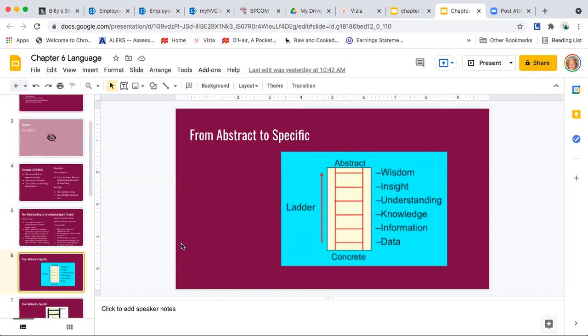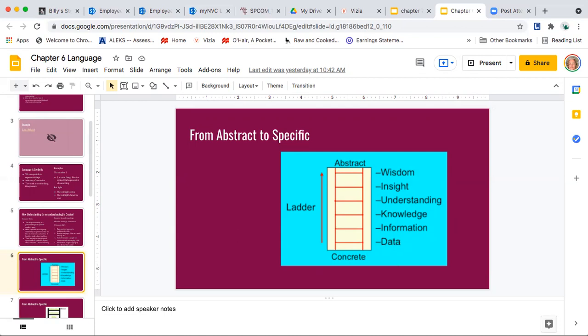So here's another abstraction ladder. This idea of wisdom generally means that you've learned a lot from experience and perhaps from the experience of other people. But what is it that you learned, right? So then insight is a little more specific, not much more. Understanding, oh, okay. And then knowledge, and then information, and then data. So in this case, we are starting from an abstract term and using other words that mean the same thing but are much more concrete and specific.